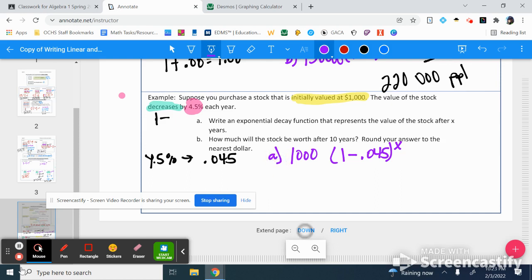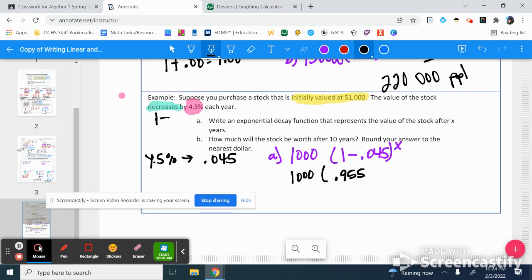So for part A, I have a couple of options here. I can leave this just like this and still get my problem correct. Or if I want to simplify, I get 1,000 and then 1 minus 0.045 is really going to give me 0.955. So if I want to go ahead and do that subtraction so I don't have to run it every time, that is 100% okay. That's completely up to you.